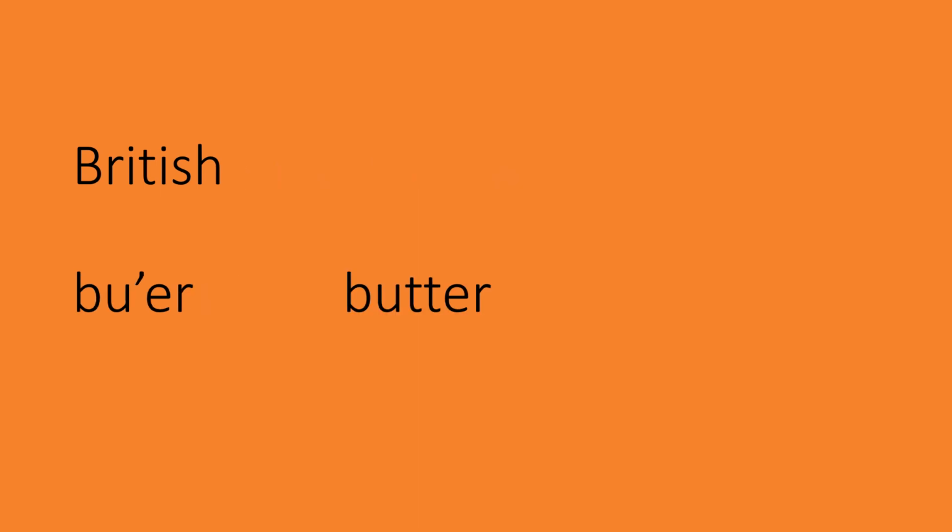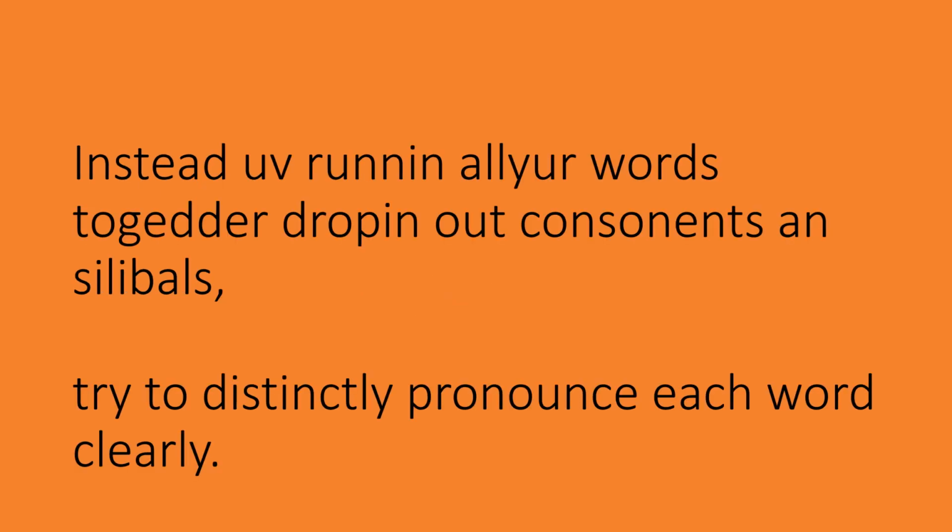The British drop consonants in the middle of words. For example, they say "butter" instead of "butter." Africans, on the other hand, distinctly pronounce all of their consonants. In fact, if you want to be properly understood, the most effective thing you can do is just speak slowly and pronounce each word distinctly. So instead of running all your words together and dropping out consonants and syllables, try to distinctly pronounce each word clearly, and you'll be understood.